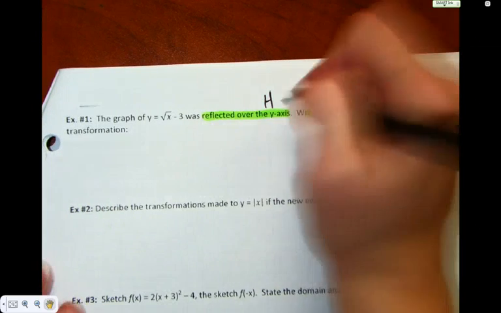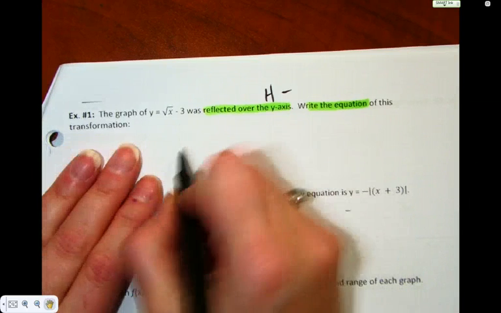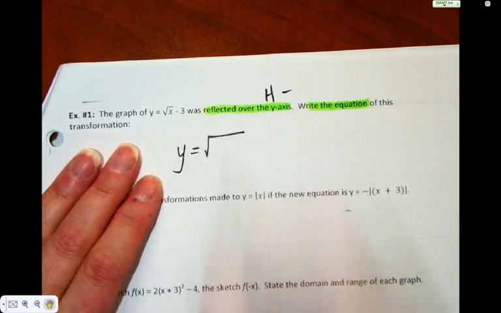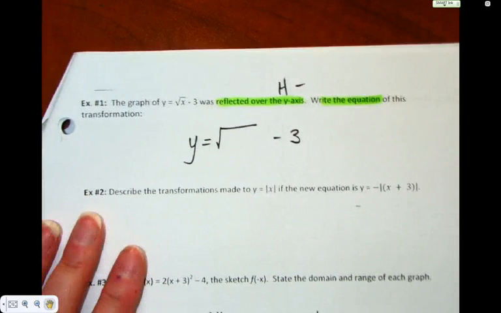What is a reflection? It's a negative. It's actually a multiplication by -1, but it's just the negative. So does the negative need to go inside the brackets or outside the brackets? Inside. So I'm going to keep the y. I'm going to keep the square root, and I'm going to keep that -3 that happened to be on the end.